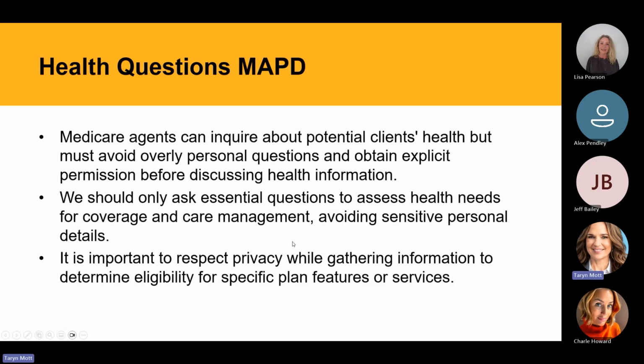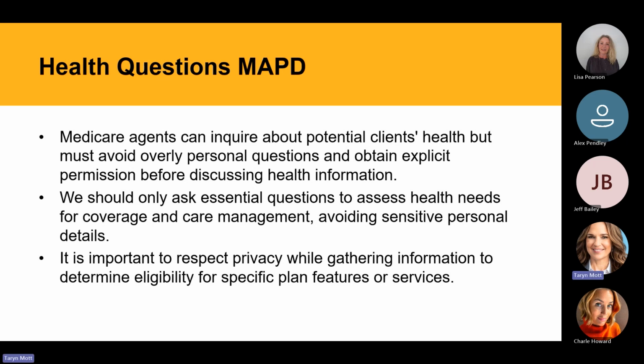Health questions on Medicare Advantage plans. Medicare agents can inquire about potential clients' health, but must avoid overly personal questions and obtain explicit permission before discussing health information. We should only ask essential questions to assess health needs for coverage and care management, avoiding sensitive personal details. You will notice that now that we're out of the annual enrollment period, even the carriers no longer have the question about sexual orientation and gender preferences. It's not that there's anything wrong with that. It's just that would be a personal question that we really probably shouldn't be asking.